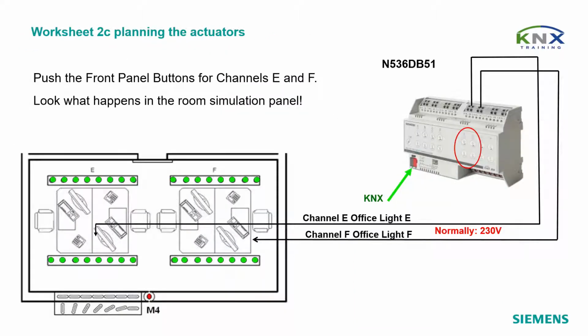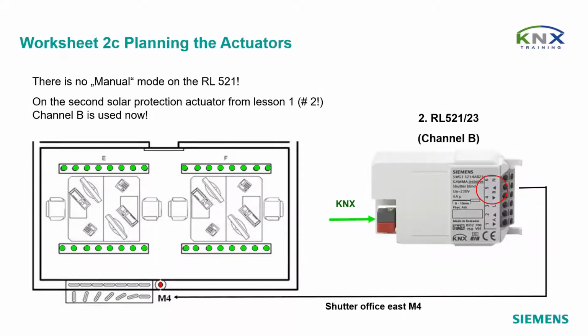Planning the actuators. Push the front panel buttons for channels E and F at the switching dimming actuator. Look what happens in the room simulation panel. Planning the actuators for solar protection. Again, there is no manual mode on the RL521. On the second solar protection actuator from lesson 1, number 2 device, channel B is used now.